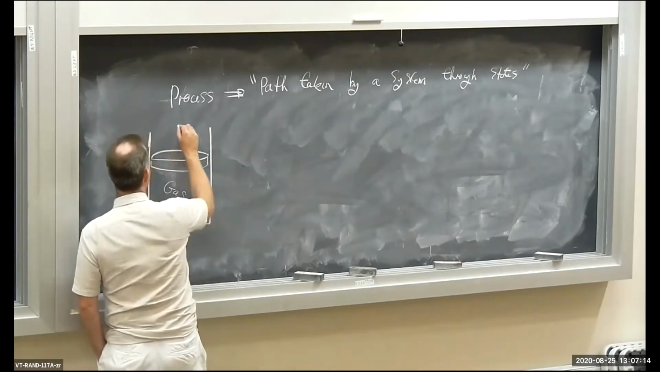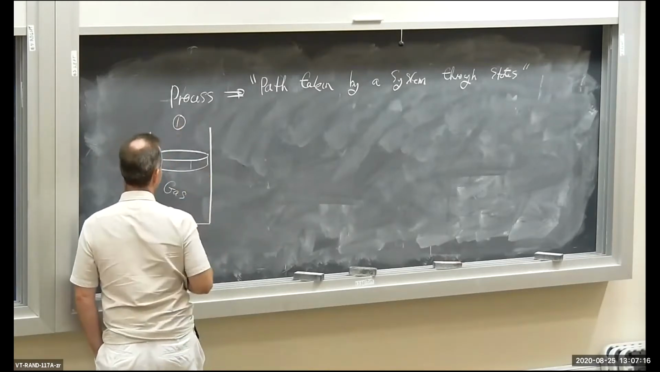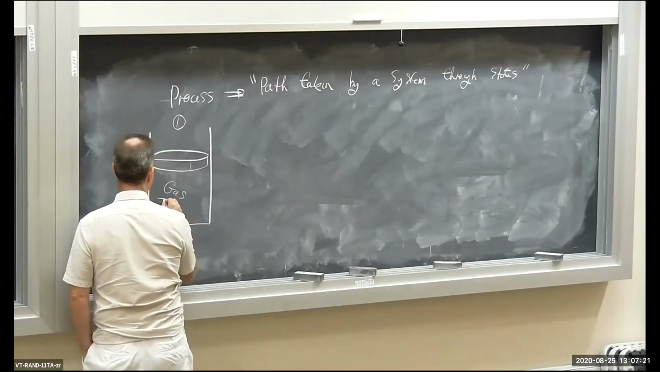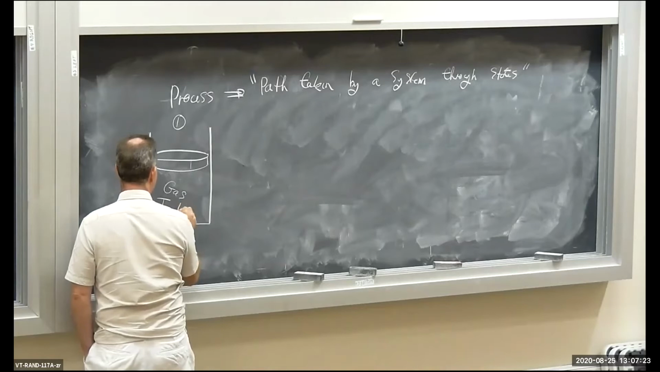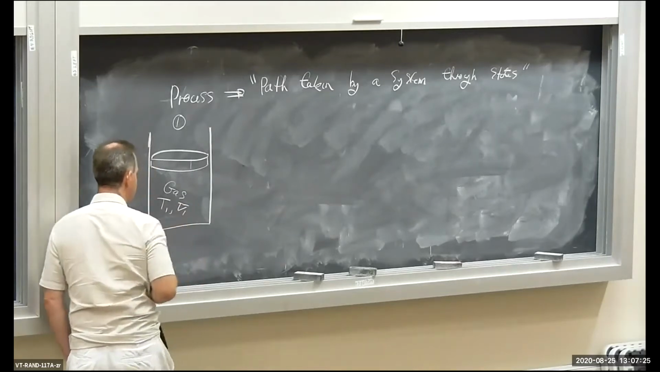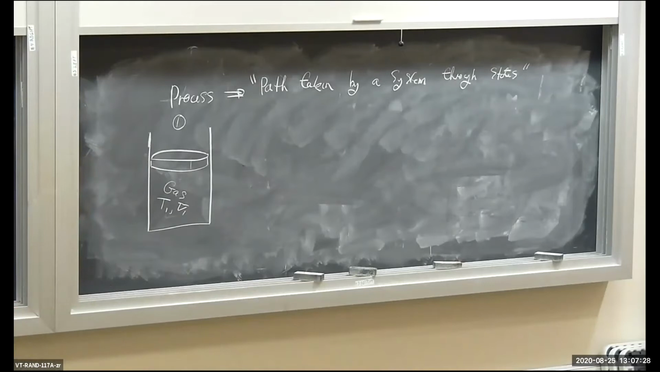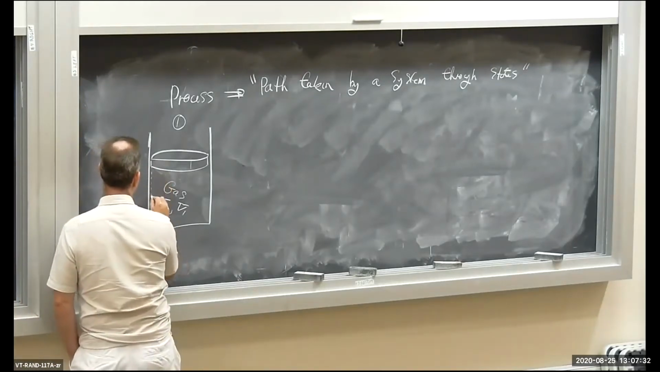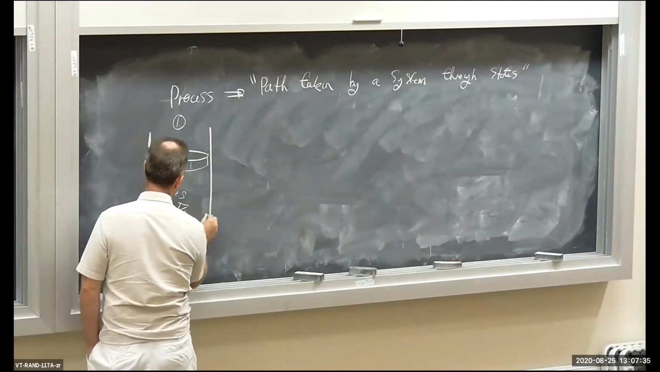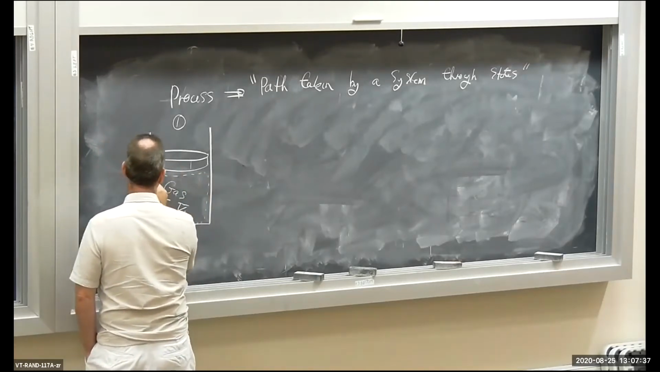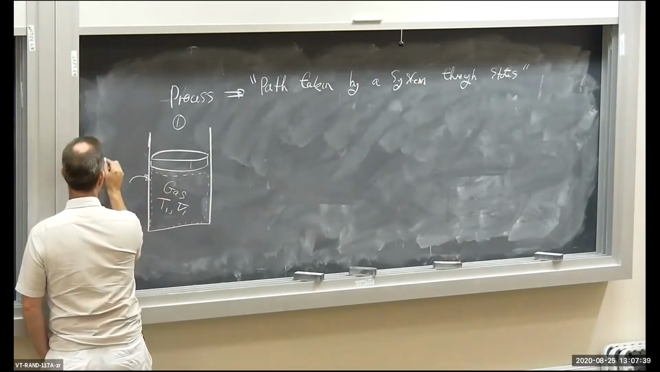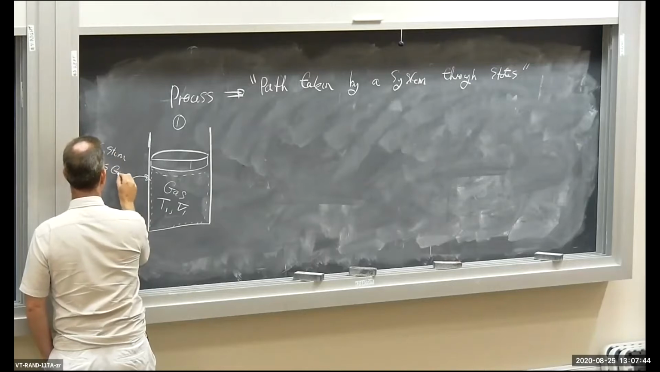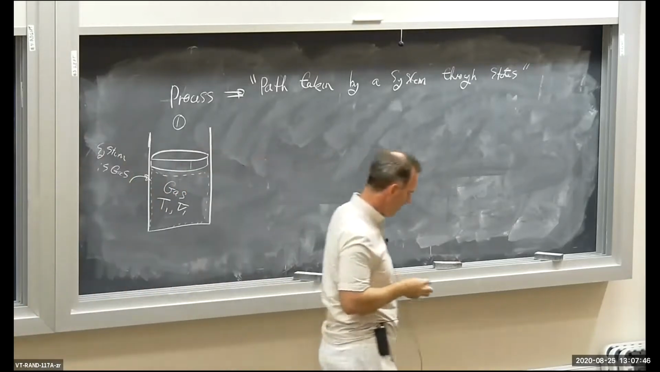So let's say this is state 1. And I have some temperature, T1, and volume V1 inside of this cylinder. Okay? My system, by the way, is the gas. This is my system. System is the gas.